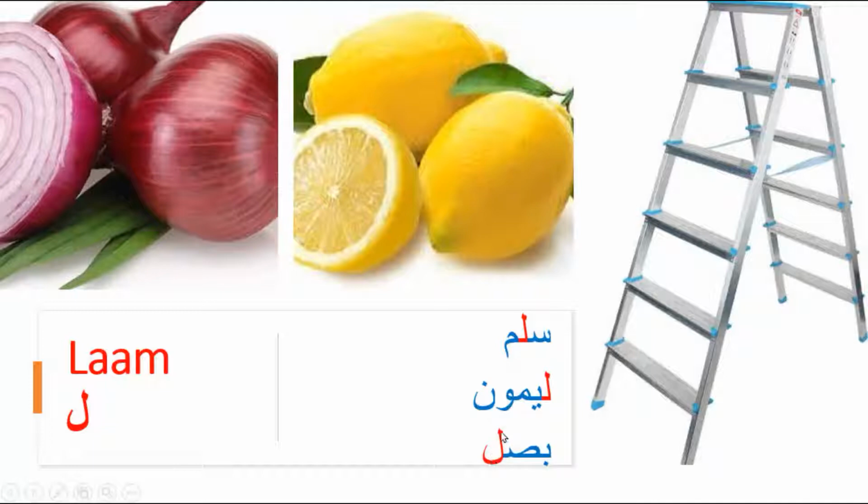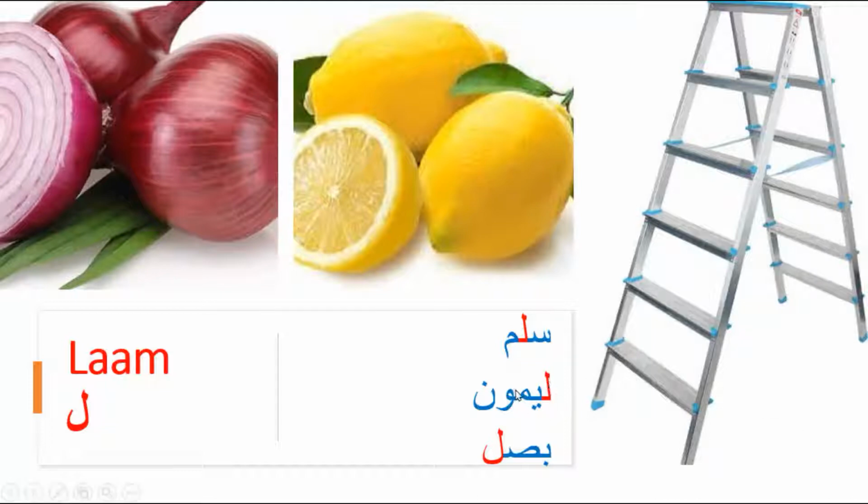So at the end of the word, we make this straight line and this half of a circle. But in the beginning of the word, we don't make this half of a circle because we are going to join other letters. So this is the letter Laam in the beginning of the word.